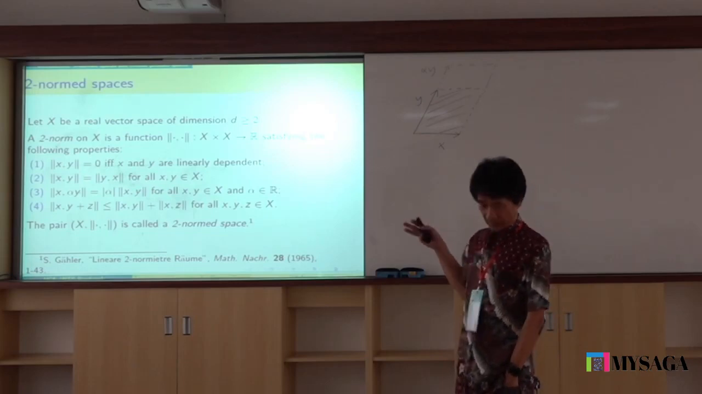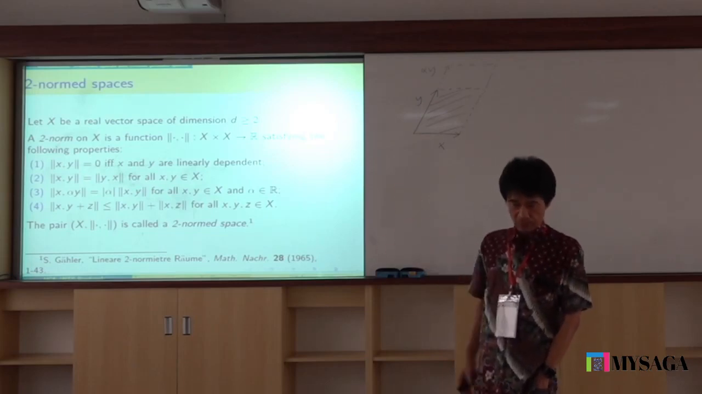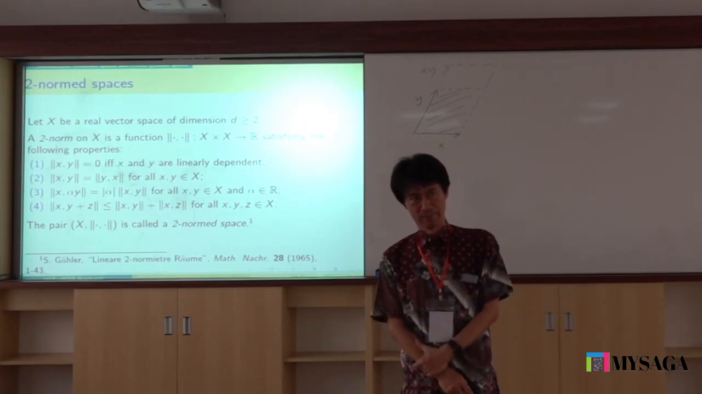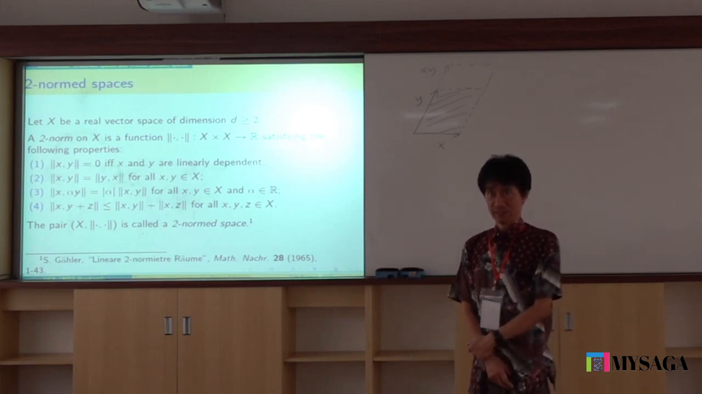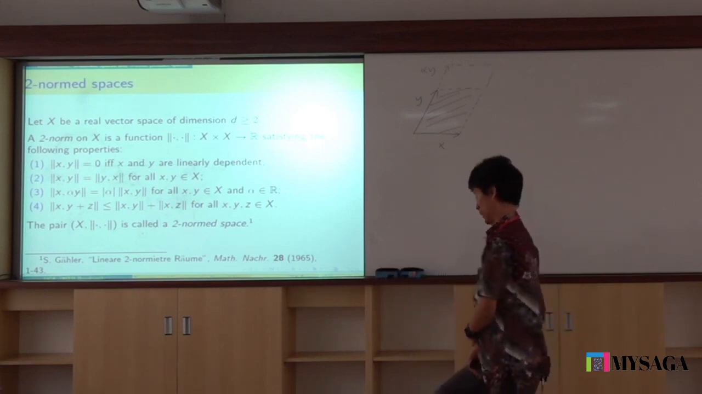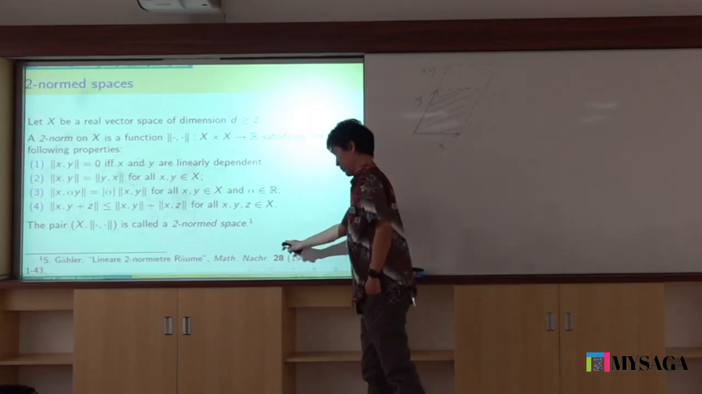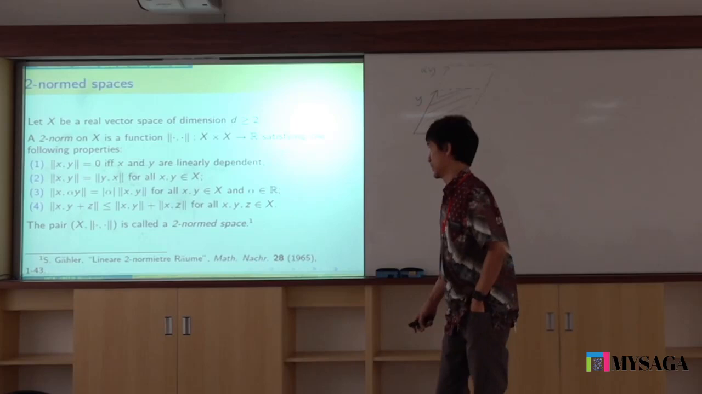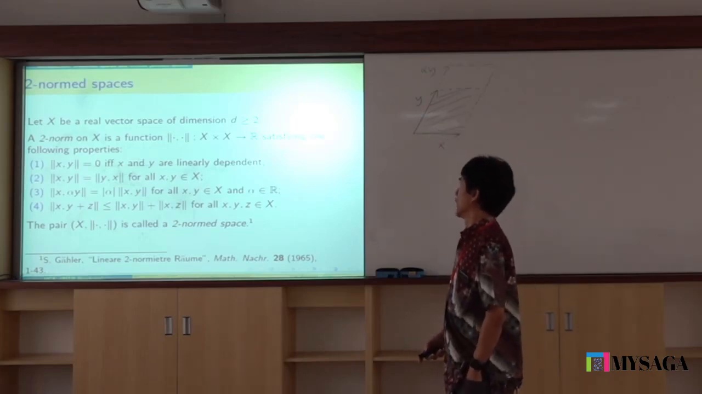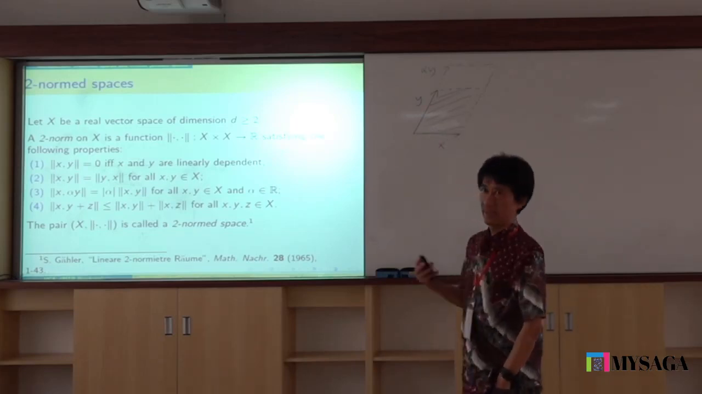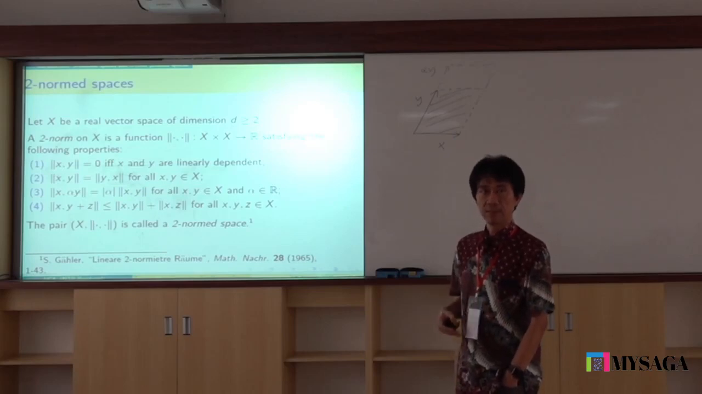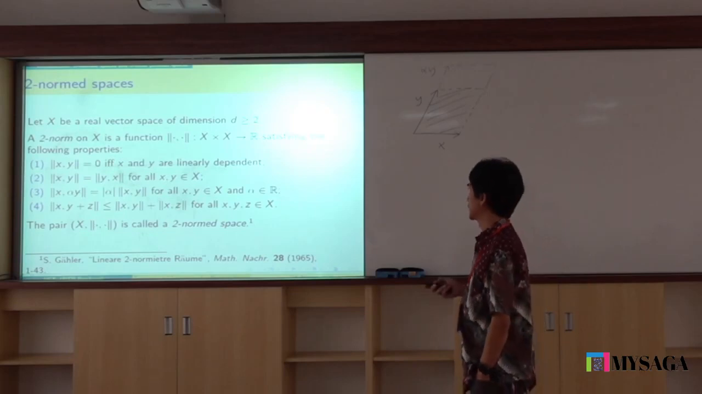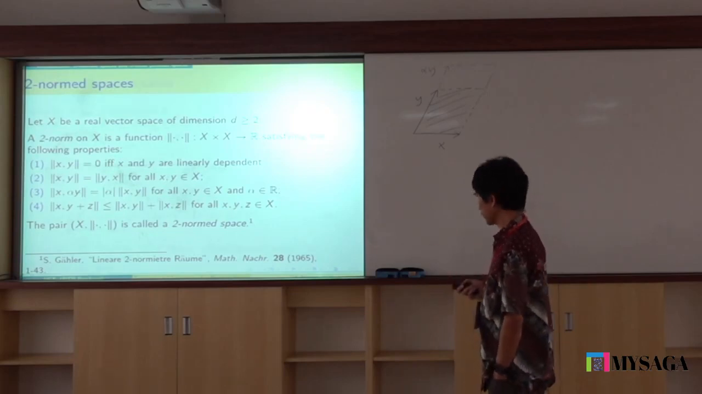But I guess a long time ago there were also papers by Menger, maybe, discussing similar ideas. But we usually refer to this paper as the origin of the theory of two-norm spaces, and then later on we generalized this to n-norm spaces, a generalized version of this.